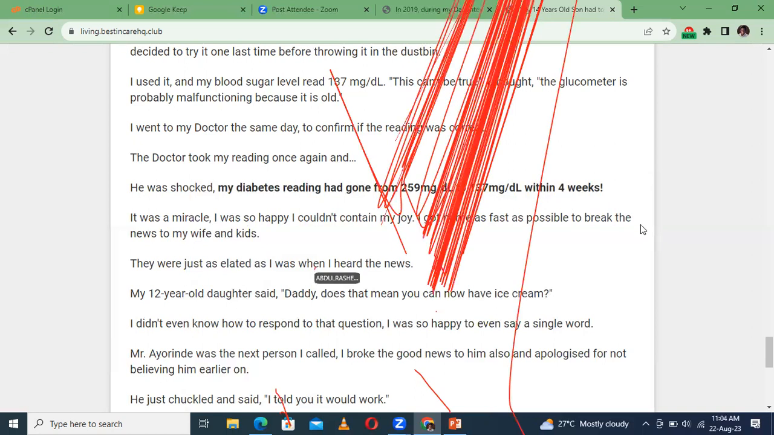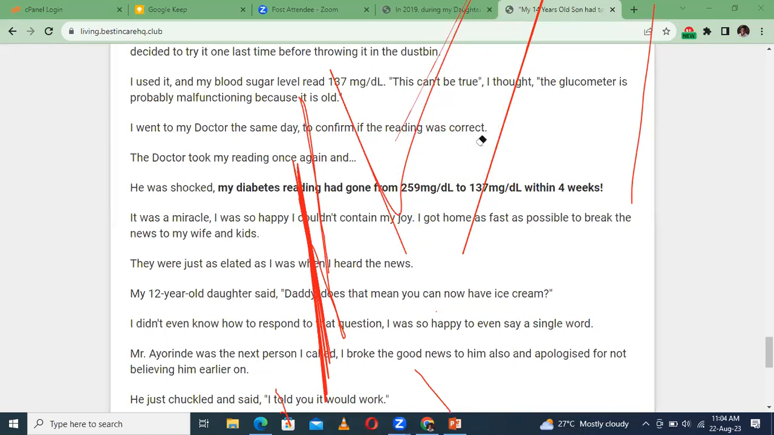Abdul Rashid, what's this now? Where's this eraser? Abdul Rashid, I don't understand. Attend your meeting and do this thing. So what are you writing on the screen? I don't understand.